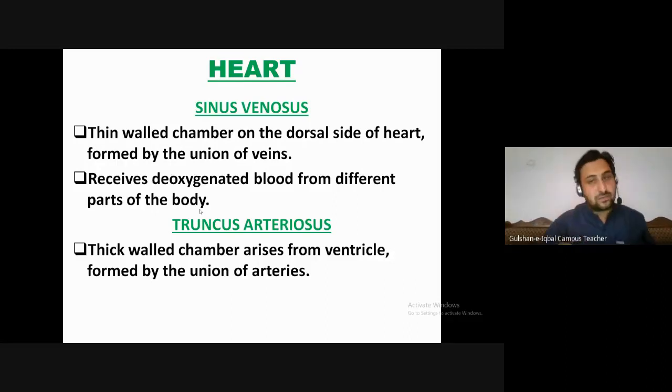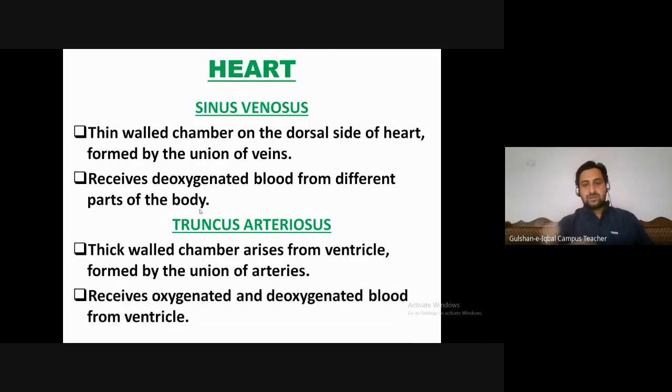And what is the function of the artery? The arteries carry the blood away from the heart. So the oxygenated blood and the deoxygenated blood received from the ventricle is carried away to the different parts of the body by the truncus arteriosus. It receives the blood from the ventricle and transfers it to the different regions of the body wherever that blood is required.